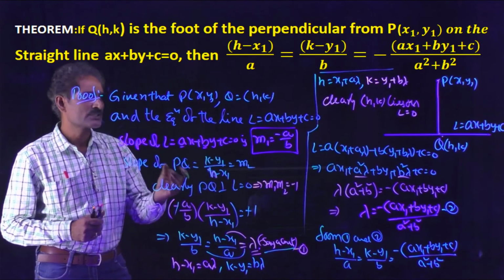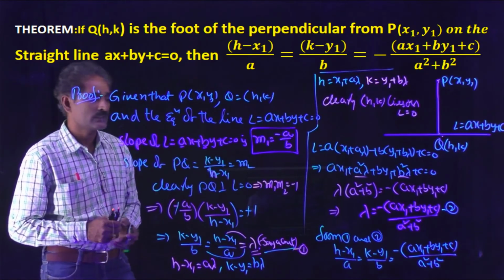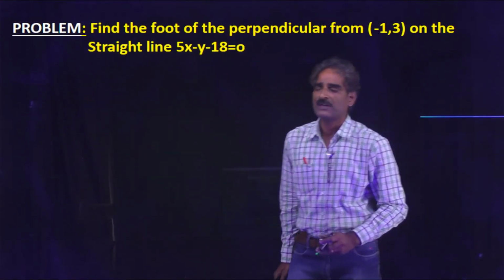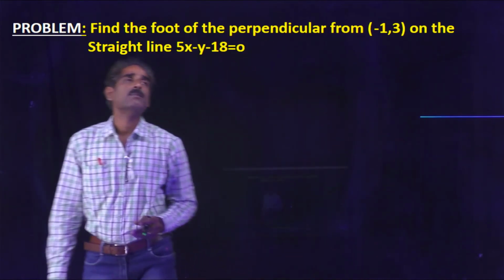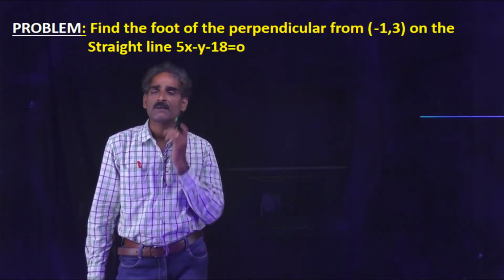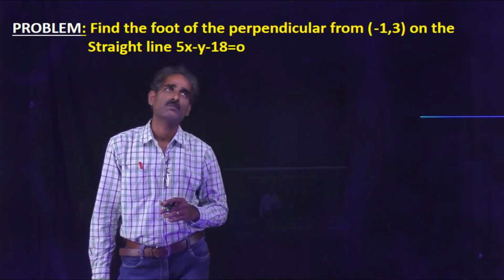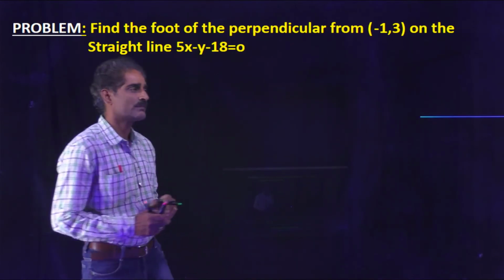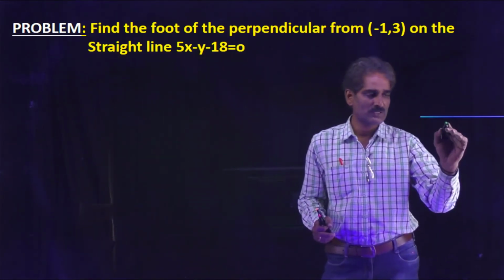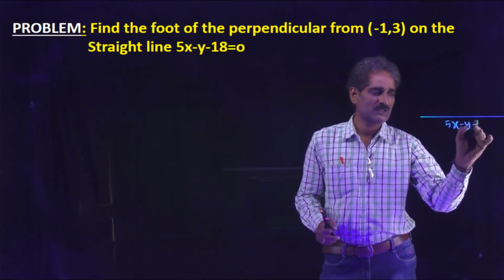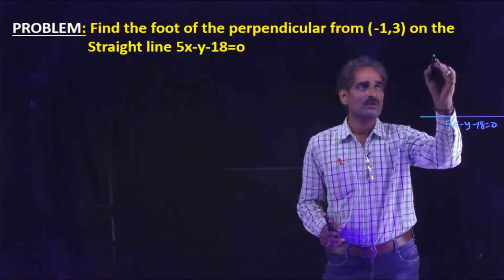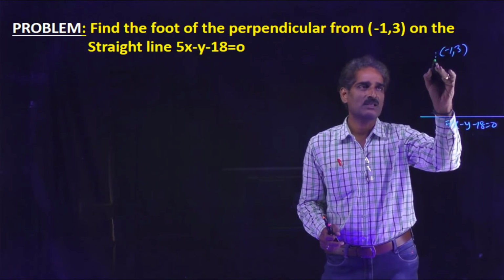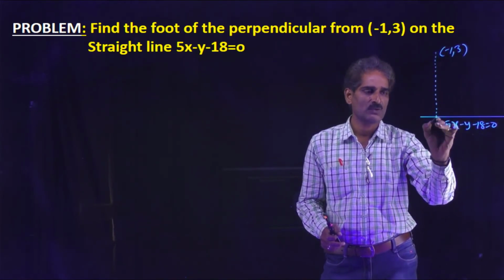Okay? So let us see one problem on this concept. This formula is important, right? So now see this problem. Find the foot of the perpendicular of (-1, 3) on the line 5x - y + 18 = 0. So this is the equation of the line. We have to find out the foot of the perpendicular of this point (-1, 3). So just draw the foot of the perpendicular. You have to find out this value.